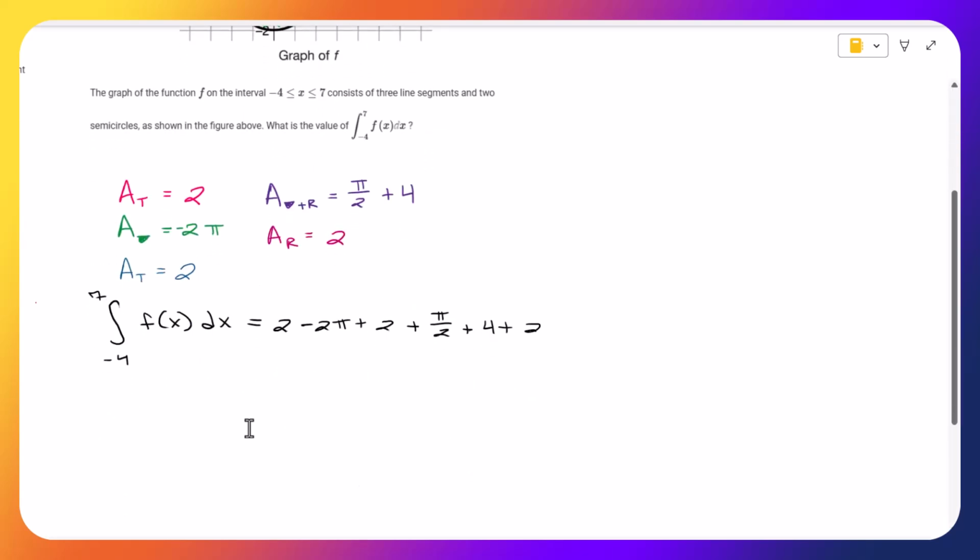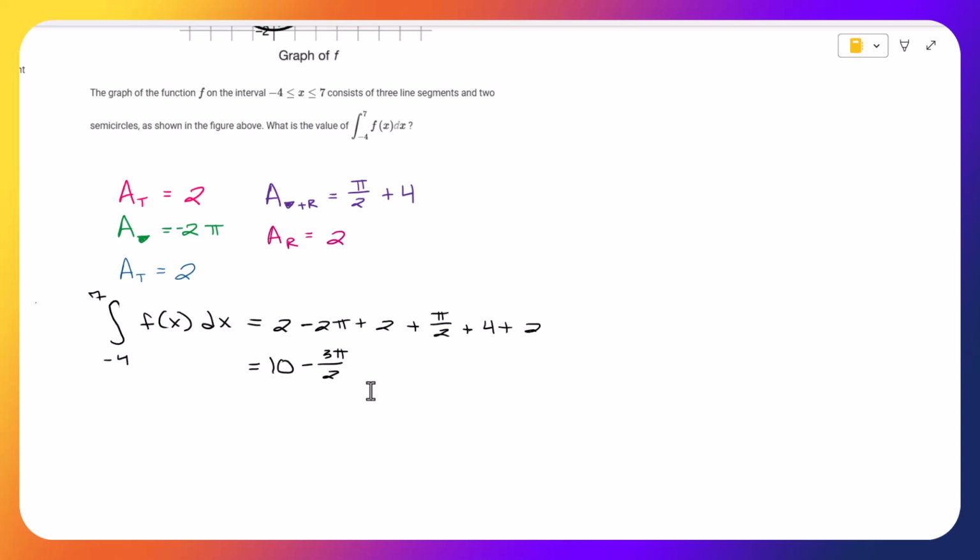And when we simplify that, which I will go ahead and simplify to try and get it, it's not going to be one number, but it'll be two numbers. We get 2, 4, 6, 10, negative 2 pi plus pi over 2 is negative 3 pi over 2. So our final area would look something like 10 minus 3 pi over 2. Okay, and so we found our area.